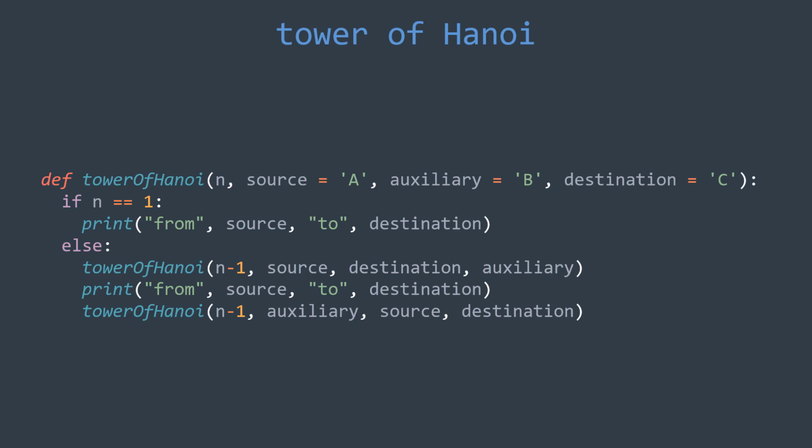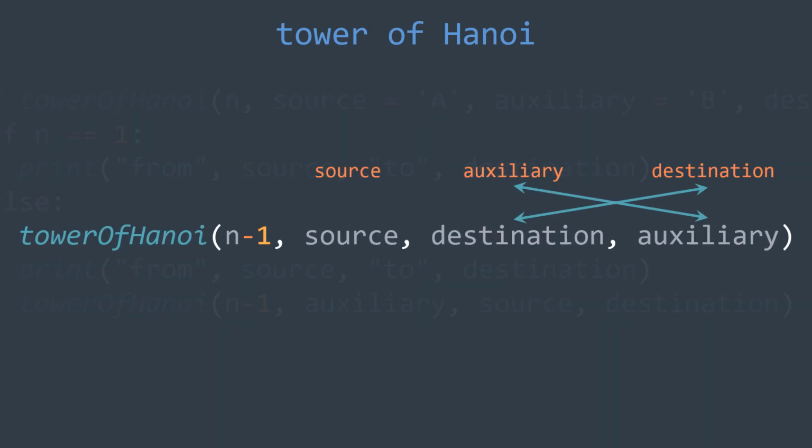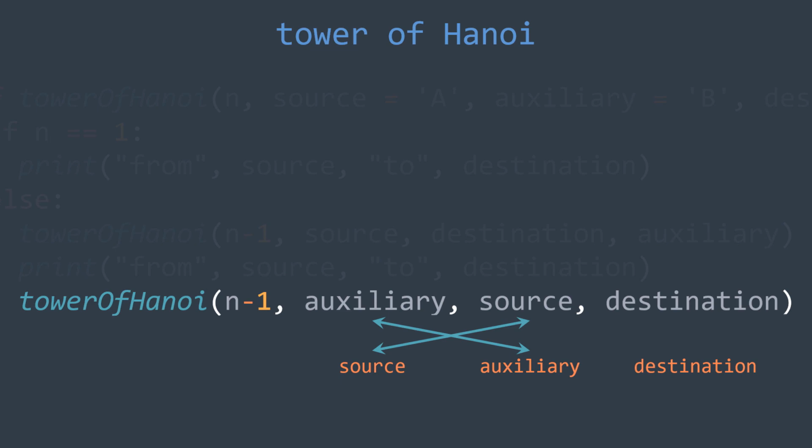You have to understand how I changed parameters when calling the function again, because in the first call, we wanted to take n-1 disks from source to auxiliary, not to destination. So in the destination field, I've put auxiliary and vice versa. In the auxiliary field, I've put destination. And for the second call, we wanted to take n-1 disks from auxiliary to destination. So in the source field, I've put auxiliary because we take from there, and vice versa. In the auxiliary field, I've put source.